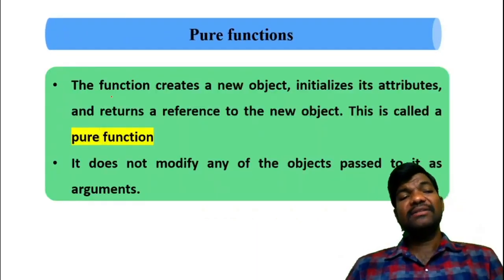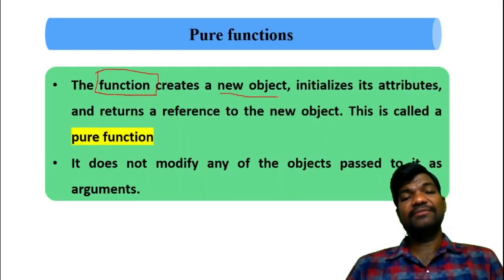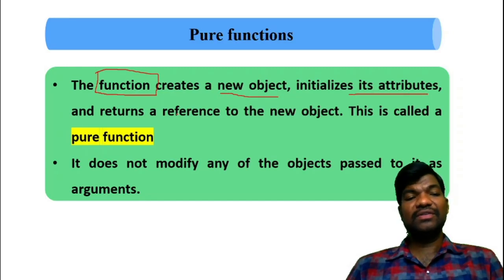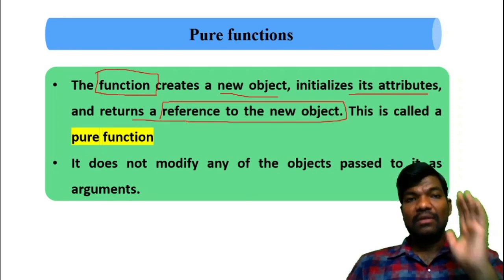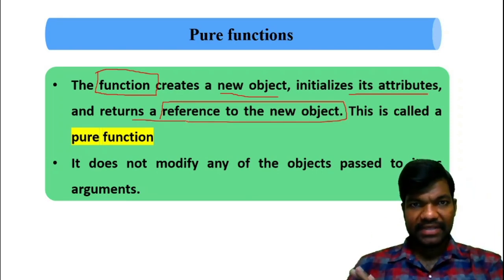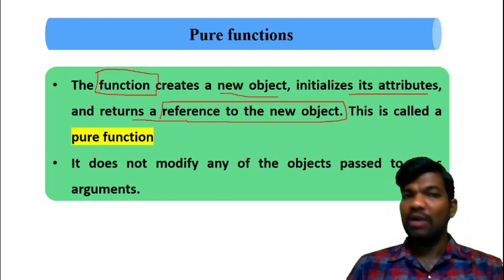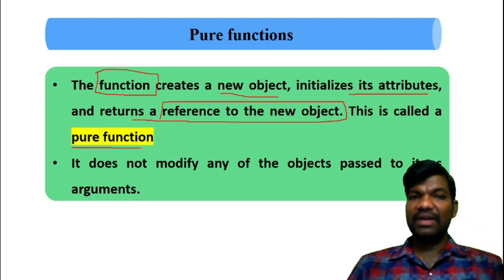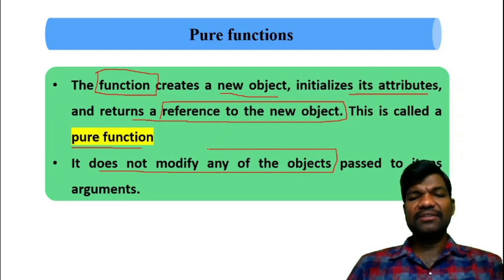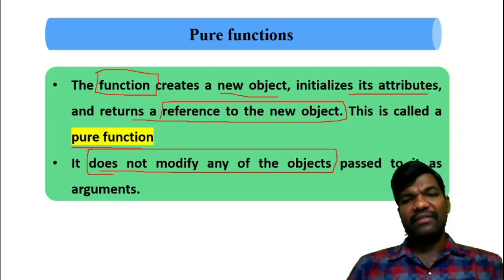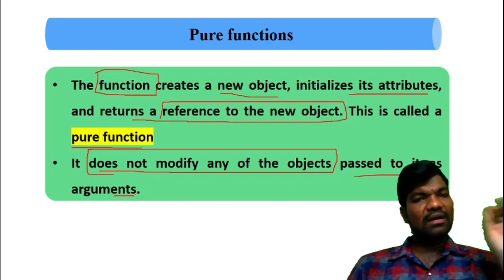So pure function means, consider one function. This function creates one new object, initializes the attributes, and returns a reference to the new object, not the old object reference. That is called a pure function, right? So it does not modify any of the objects. The function does not modify the object passed as the argument.